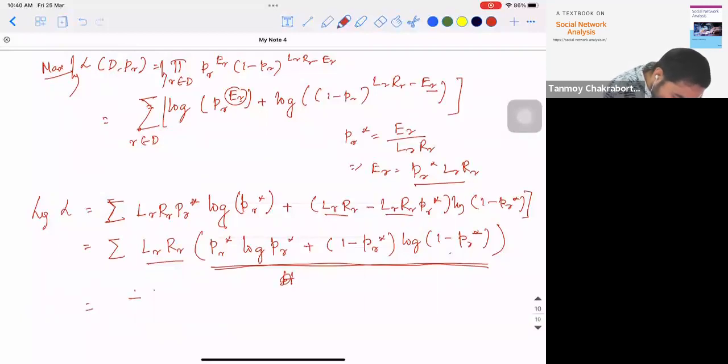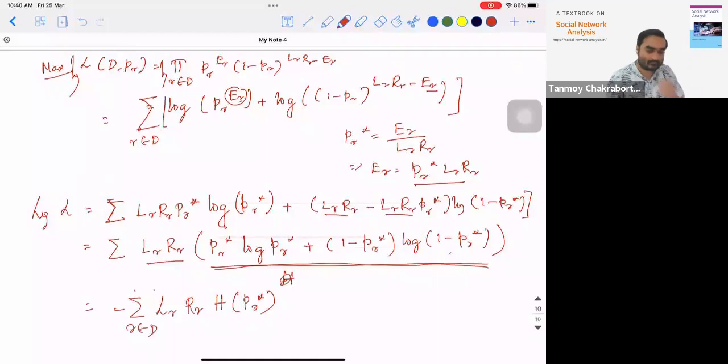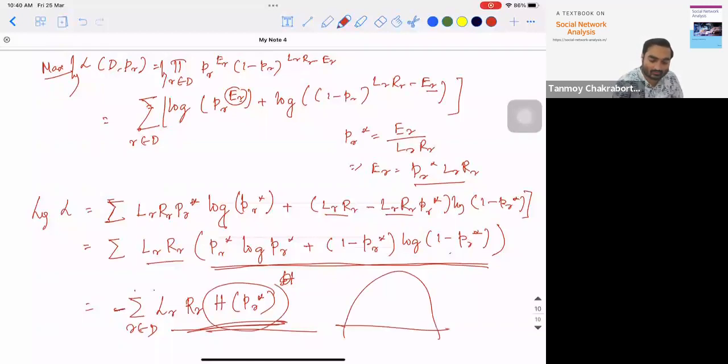But the minus symbol is missing, therefore I can write it as minus LR RR H of PR star, right? So this is something that we want to maximize. So there's a minus, right? If we want to maximize, these values should be minimum. So when the entropy will be minimum, we all know the curve, right? Either this point or this point. So this is PR and this is H of PR star. If PR equals 0, then it is minimum. If PR equals 1, this is also minimum. These are the 2 points.